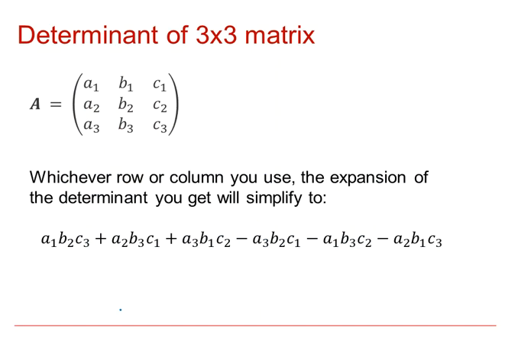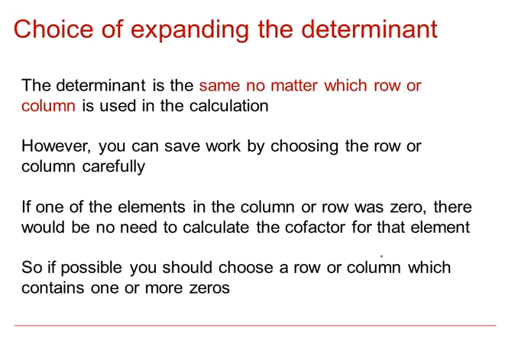So whichever row or column you decide to find the determinant along, the expansion of the determinant will always simplify down to that expression. I wouldn't recommend learning that expression. I would stick to the method that we've looked at previously, but they all boil down to the same algebraic expression. So the determinant is the same no matter which row or column is used for the calculation. However, you can save working and time by choosing a row or column carefully.